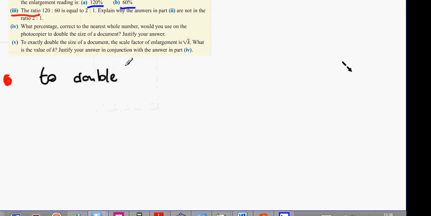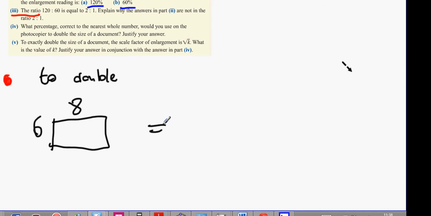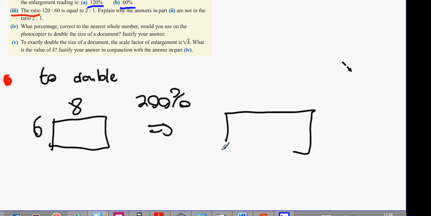Okay guys. What percentage correct to the nearest whole number would you use on the photocopier to double the size of the document? So to double it, if I had a 8x6 document, if I wanted to double that, if I multiply that by 200%, what I end up getting is 16 by 12. That doubles the size of the length and the width. Okay? To exactly double the size of the document, a scale factor of larger than root K.